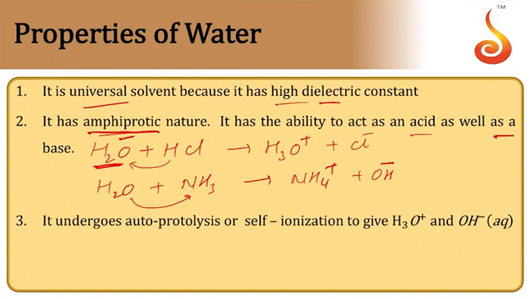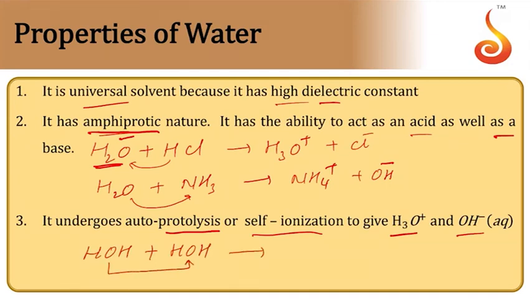It undergoes autoprotolysis, that is nothing but self-ionization, to give hydronium ions as well as OH- ions in aqueous solution. Suppose you take water alone; for convenience, I am writing H2O plus H2O giving rise to H3O+ and OH-. Here one gives a proton to the other, which is autoprotolysis or self-ionization. We get hydronium ions plus OH- ions.